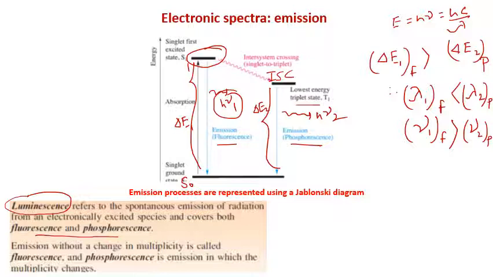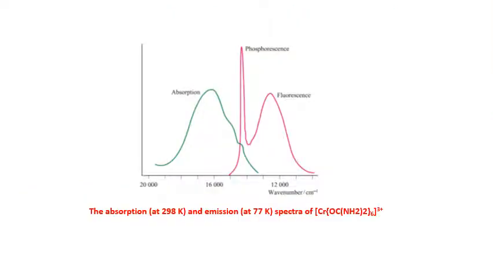In the next example, it will be clear how these two processes, fluorescence and phosphorescence, depend on wavelength. All these processes, radiative transition and non-radiative transition, compete with each other. Now, emission without a change in multiplicity is called fluorescence. From S1 to S0, that is fluorescence; from T1 to S0, that is a change in spin multiplicity, and that kind of emission is referred to as phosphorescence.